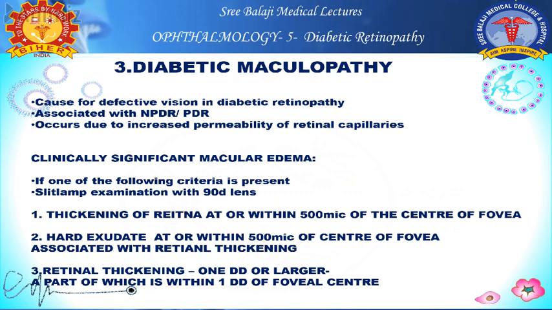So how do we identify this? By using slit lamp examination with 90 diopter lens. So the following three, any one can be present. There can be thickening of the retina at or within 500 microns of the center of fovea, hard exudate at or within 500 microns of center of fovea associated with retinal thickening, which is of one disc diameter or larger, a part of which is within one disc diameter of the foveal center.